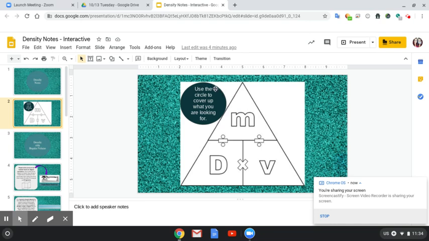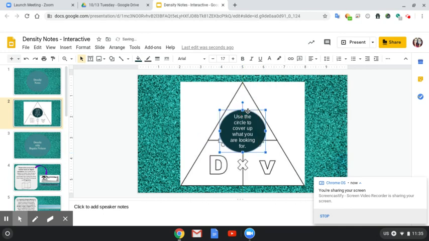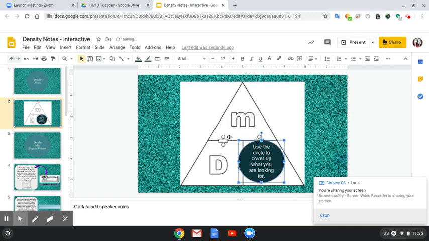So when you're using your density triangle, you will take whatever you have. In this case, I made a circle, and you're going to cover it over what you're looking for. So if you're looking for density, it's mass divided by volume. If the question is asking for what is mass, it would be density times volume. And if you're looking for volume, it would be mass divided by density.